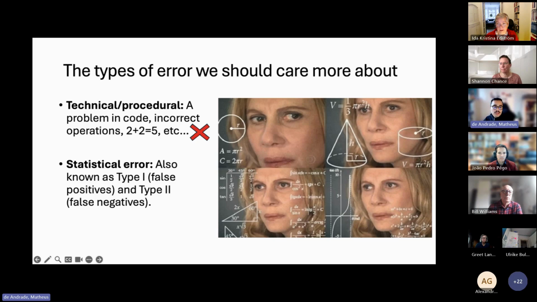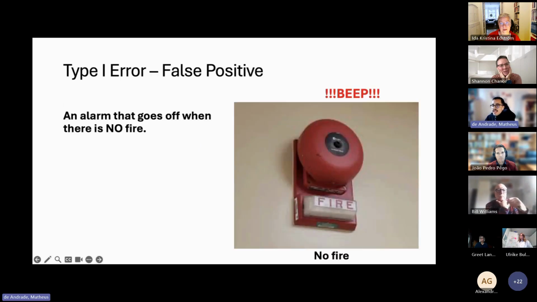The type of error that we're going to talk about today are statistical errors. And they're also known as type 1 error, which are false positives, and type 2 errors, which are false negatives. And it is important to highlight here that these are errors that do not have a lot to do with the number crunching, but they have a lot to do with the way that we design studies and the way that we report those studies. So let's start thinking about what those errors would be.